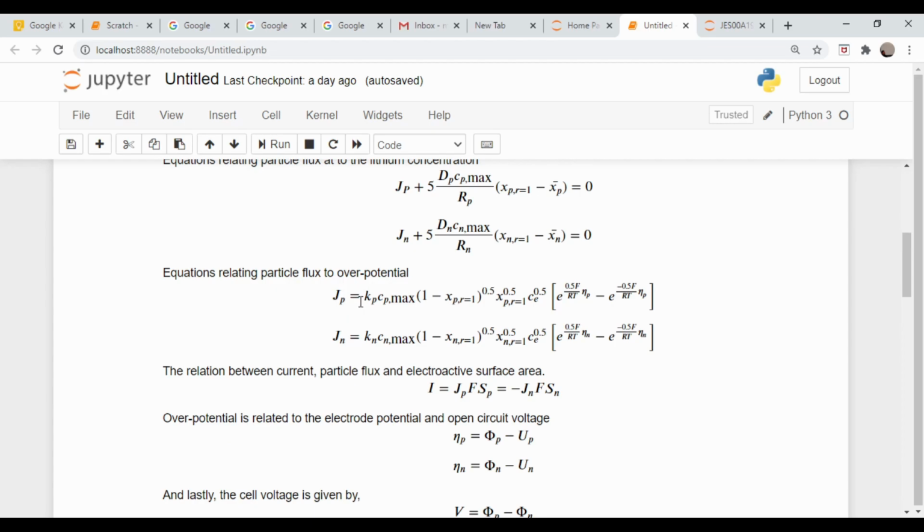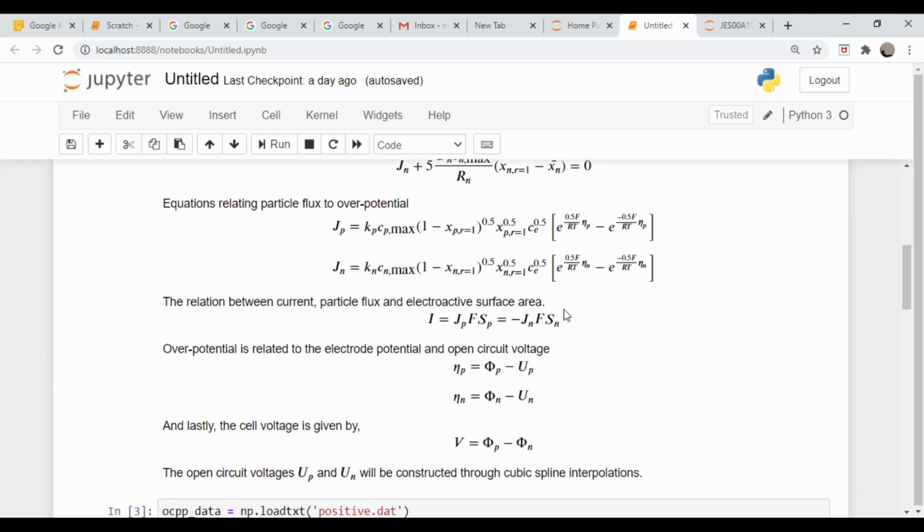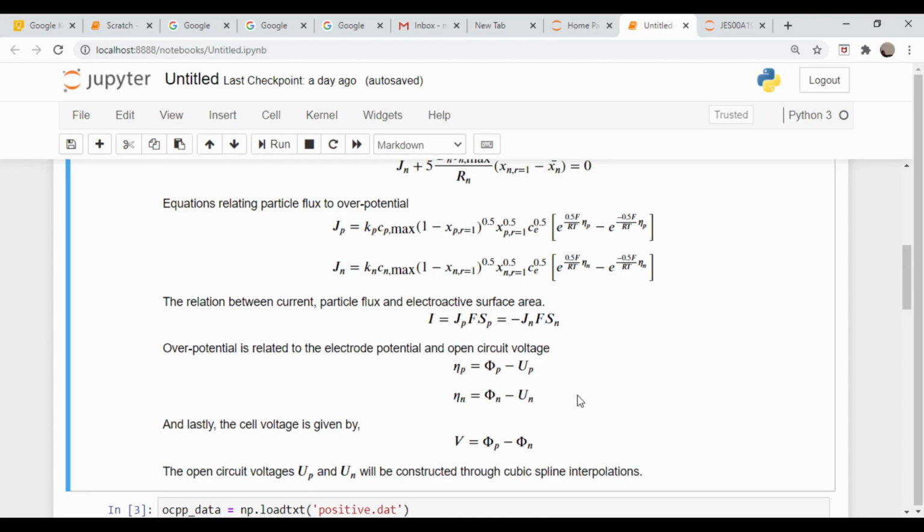Now, the particle flux is related to the overpotential by these essentially Butler-Volmer type of equations. They're very nonlinear. You can see the exponentials. The S's here refer to electroactive surface area, and they're related to the applied current. The I is the current, and the particle flux is related by this relation.